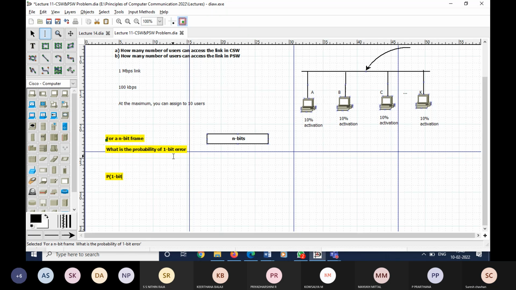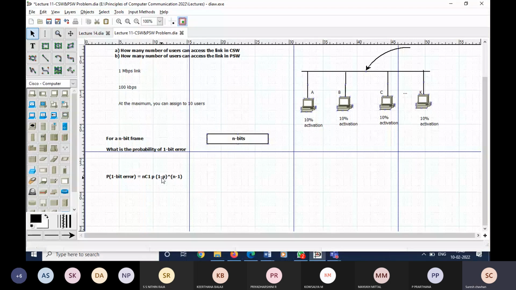Probability of 1 bit error equals, I'll write n choose 1 into p into (1 minus p) raised to n minus 1. So this p is the probability of error and 1 minus p is the probability of no error. Got it? So this is the one formula.